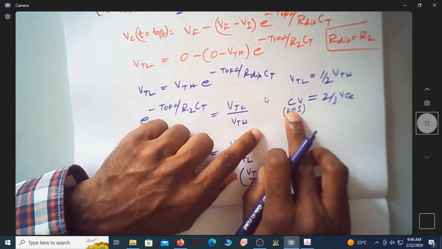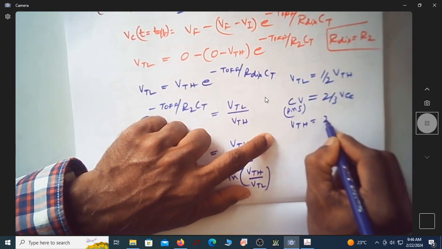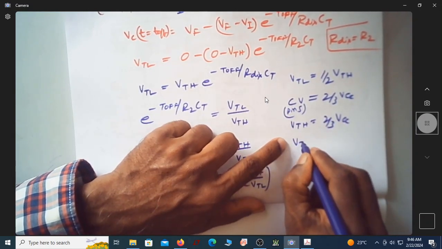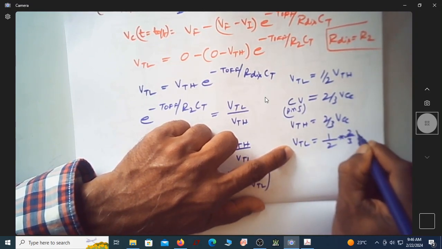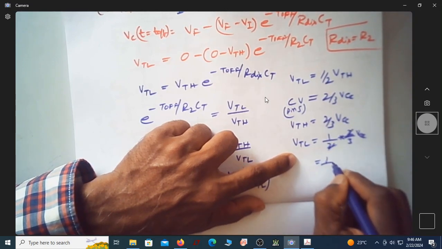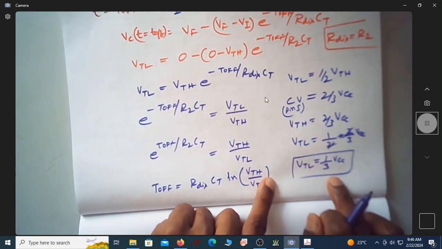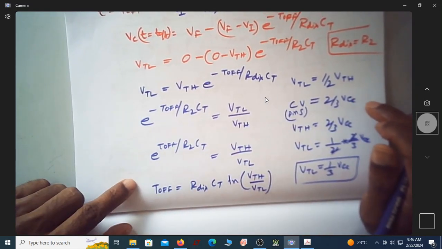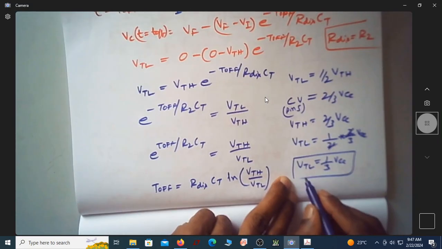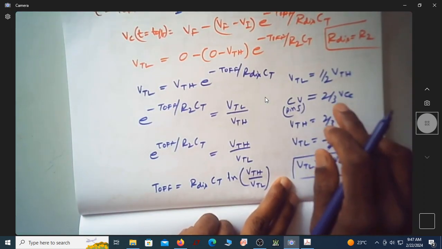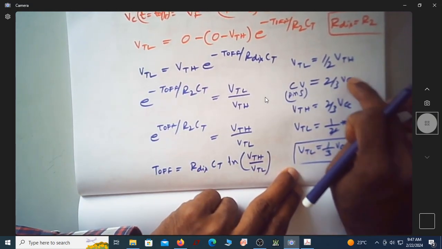Now, if control voltage is 2/3 VCC, that is VTH is equal to 2/3 VCC. Then what is VTL? VTL is actually half of VTH, that is half of 2/3 VCC. So this will go, is it not 1/3 VCC? This is VTL. So VTL is 1/3 VCC. So what is the ratio of this? Can you see then what is VTH and VTL? So from this, do we know this ratio VTH by VTL, when it is 2/3 VCC.